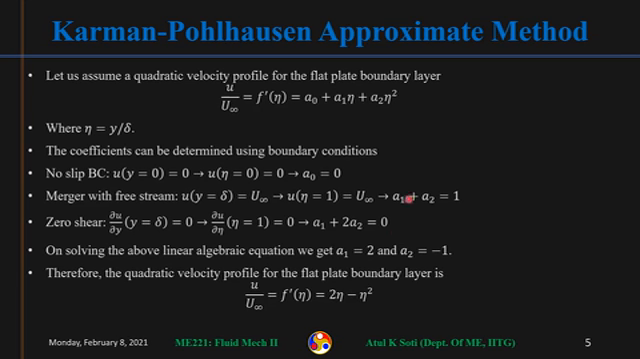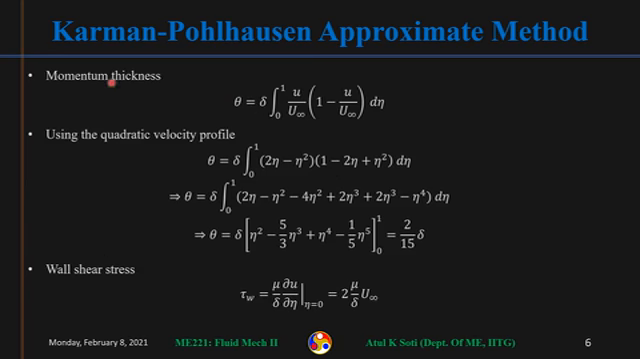So there are two equations, two unknowns, that can be solved. When you solve, you'll get a1 is equal to 2 and a2 is equal to minus 1. So a0 is 0, a1 is 2, a2 is minus 1. Eventually the quadratic profile will be u by u infinity is equal to twice eta minus eta square. That is the quadratic boundary layer profile satisfying the boundary conditions.